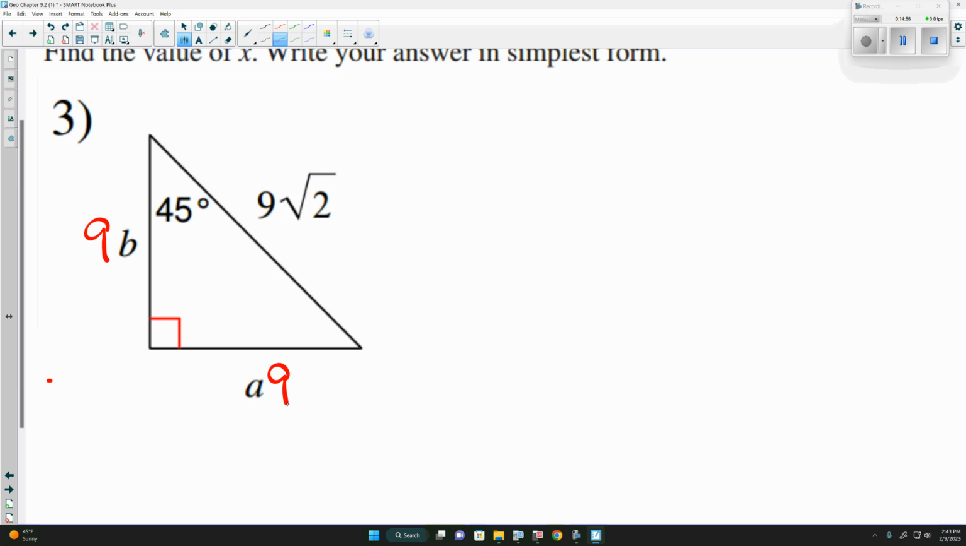So here, since the hypotenuse is 9 square root of 2, because what were we saying? Whatever the leg's length is, times the square root of 2, is the hypotenuse, yes? So what do we have? 9 times the square root of 2. So the leg has to be 9, yes? We're just dividing it by the square root of 2.